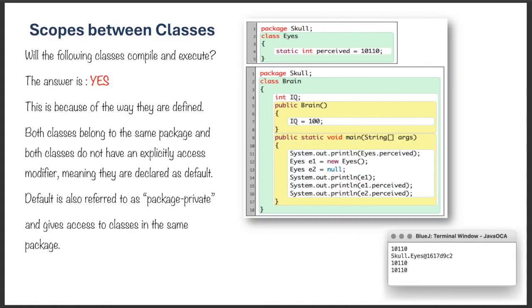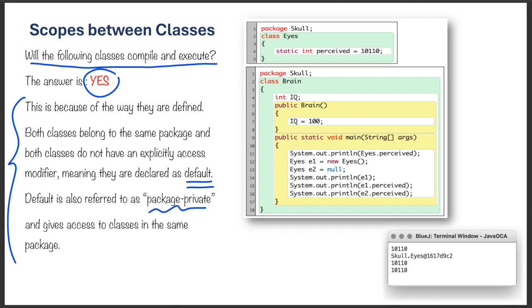Another type of question you'll encounter on the OCA exam deals with scopes between classes. And here we have a question right away. It says, will the following classes compile and execute? And the answer here is yes. This is because of the way they are defined. Both classes belong to the same package, and both classes do not have an explicitly defined access modifier. This means that they will be declared as default access. Default access is also called package private, and package private gives access to classes in the same package.